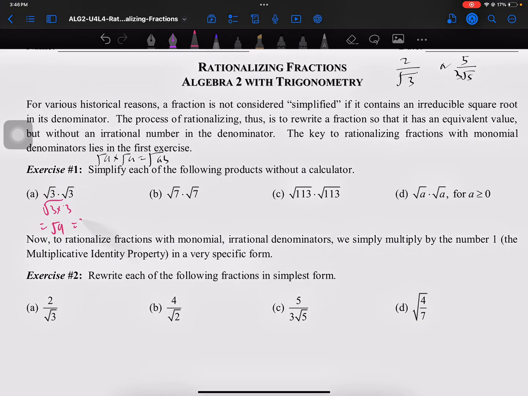So whenever I multiply the same square root by itself, √3 times √3, the result is just the number under the root. So √7 times √7 will be √(7 times 7), which is √49, which is 7. Or we can memorize that √7 times √7 is 7. No more root.